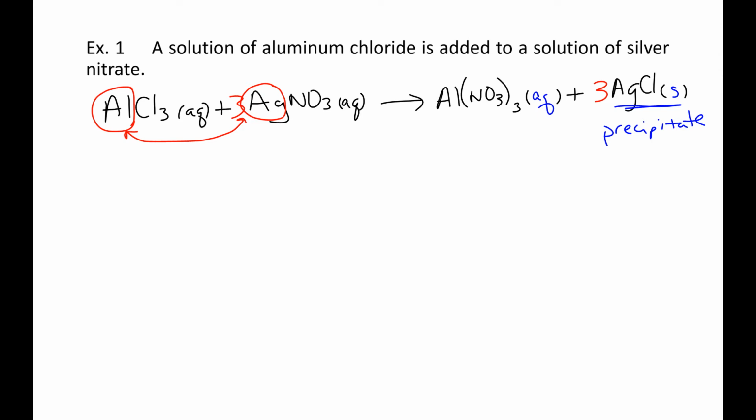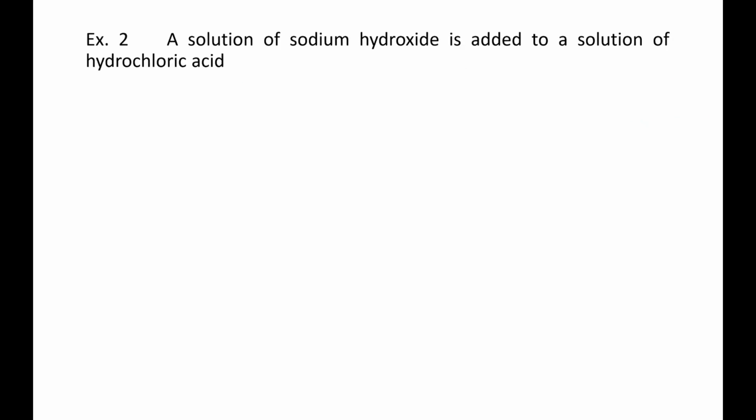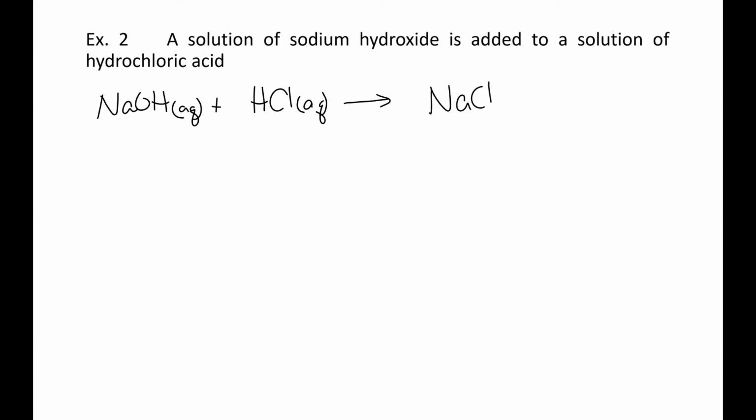Let's try the next one. In this example, a solution of sodium hydroxide is added to a solution of hydrochloric acid. Sodium hydroxide is NaOH, added to a solution of hydrochloric acid. Now, this one's a little trickier. Your sodium and your hydrogen switch places. So you're going to get sodium chloride, and I'm going to leave room for states, but then you get HOH.